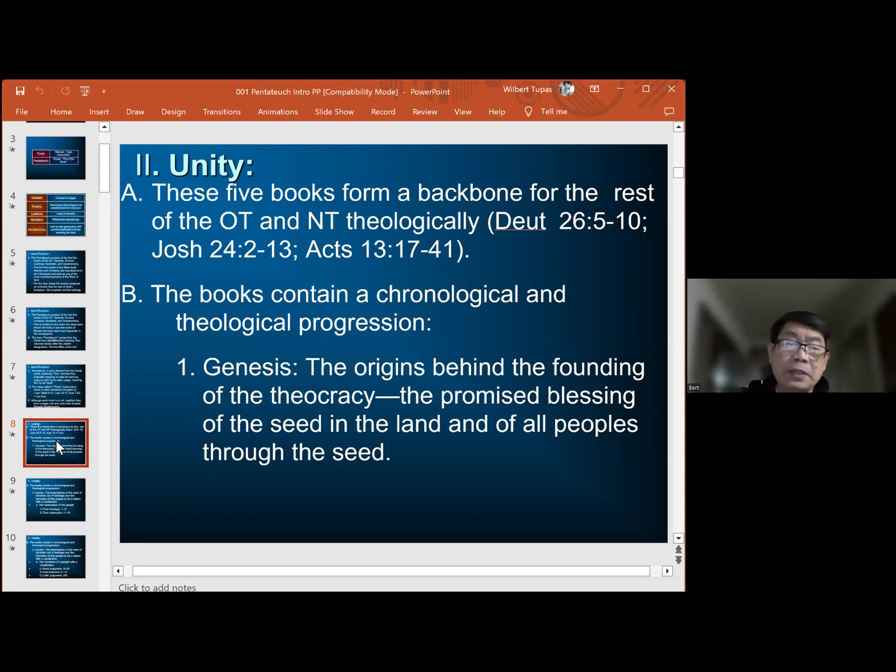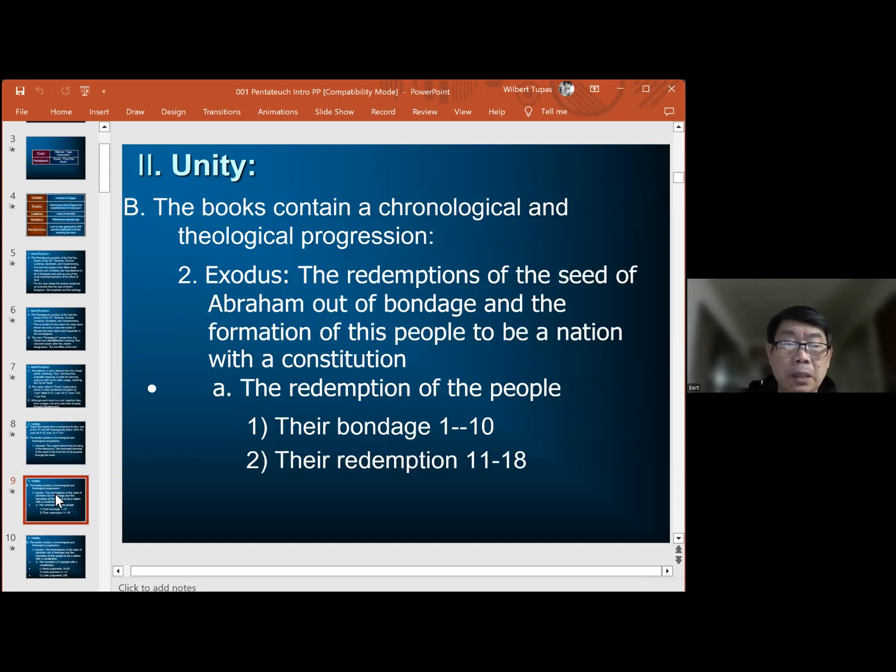The promised blessings of the seed, the land, and all the people through the seed. We will learn that in the book of Genesis. Then the book of Exodus: the redemption of the seed of Abraham out of bondage and the formation of these people to be a nation with a constitution, or what we call covenant.